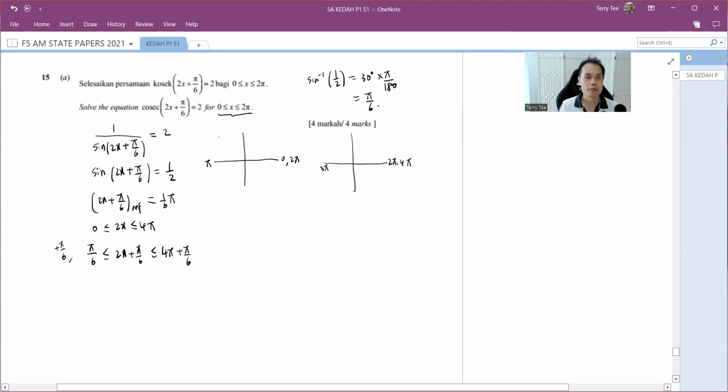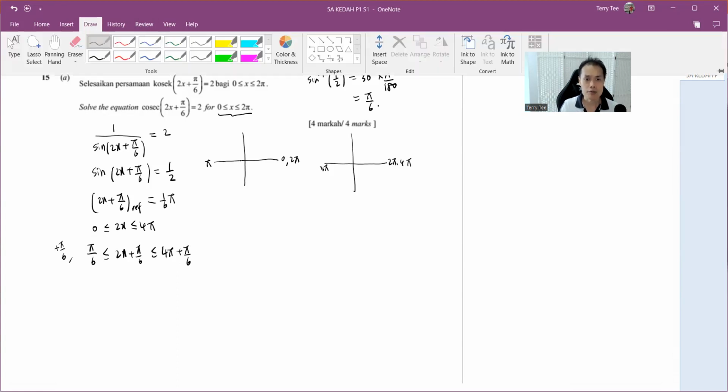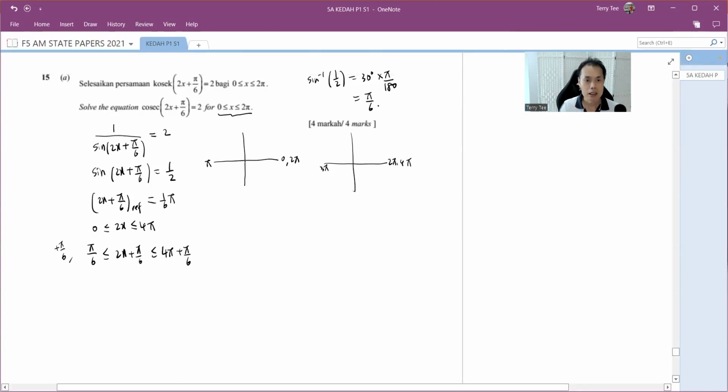Now I just want to show you that instead of starting at 0, I'm starting at pi over 6, about 30 degrees. So I go one cycle and I stop. I start from pi over 6 and stop at 2 pi plus pi over 6. And for the second cycle, I start from 2 pi plus pi over 6 and go one round up to 4 pi plus pi over 6. Now, it so happens that your reference angle is the same as this pi over 6.